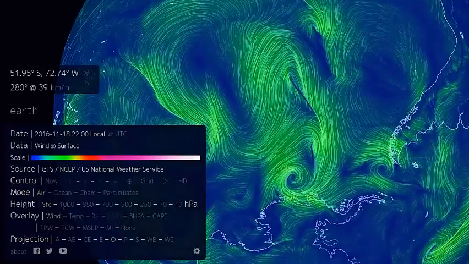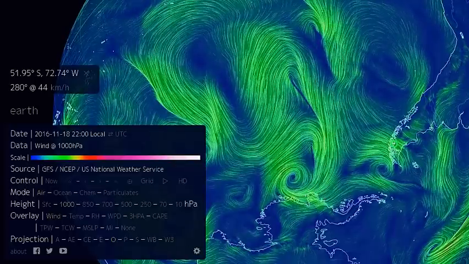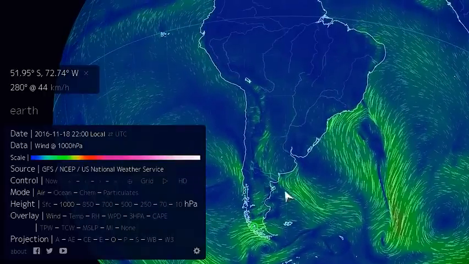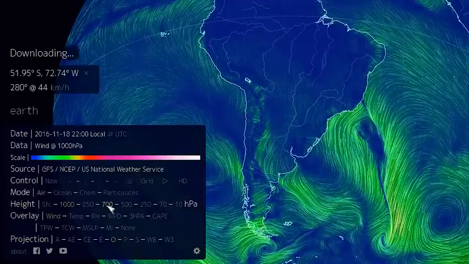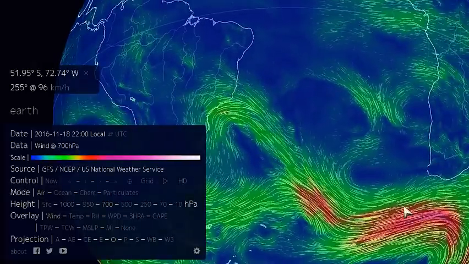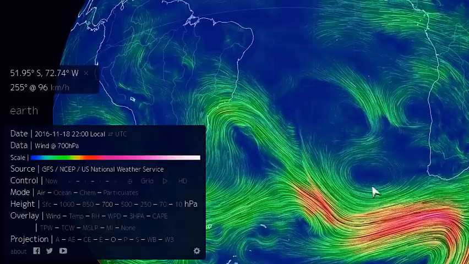As we step up in the atmosphere, we can see that the winds are getting a little bit stronger. We can swing over here up into the Brazil area, the Argentina coast, and see that we have even stronger winds. We can step up to where water freezes, and you can see that there are a lot more jet stream type structures developing, faster winds, circumpolar winds.